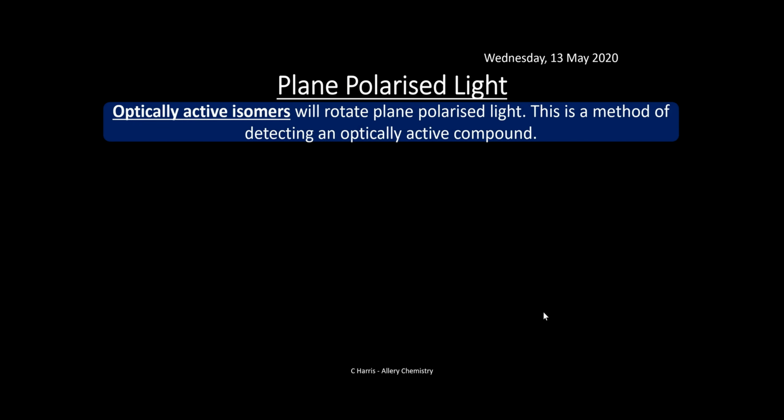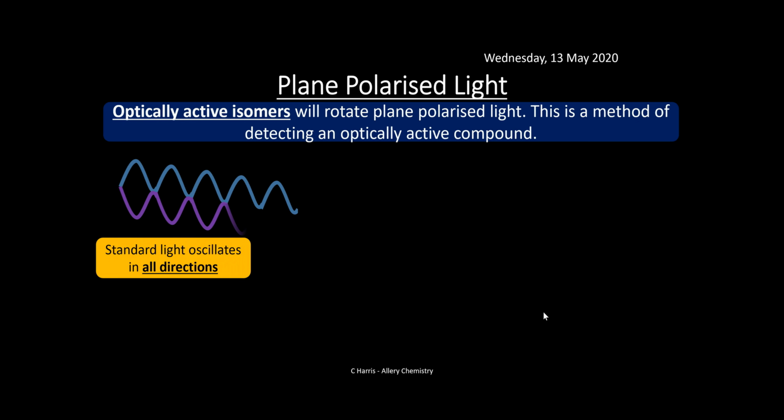Okay, so optically active isomers rotate plane polarized light. This is a method of actually detecting an optically active compound. We basically shine light through the sample and see if it rotates it, but it's got to be what we call polarized light. So we're going to see how that can be made. Standard light oscillates in loads of different directions. That's just like white light coming through the window. It oscillates in all sorts of directions and different frequencies. This diagram is just showing us the range of different ways the light can oscillate.